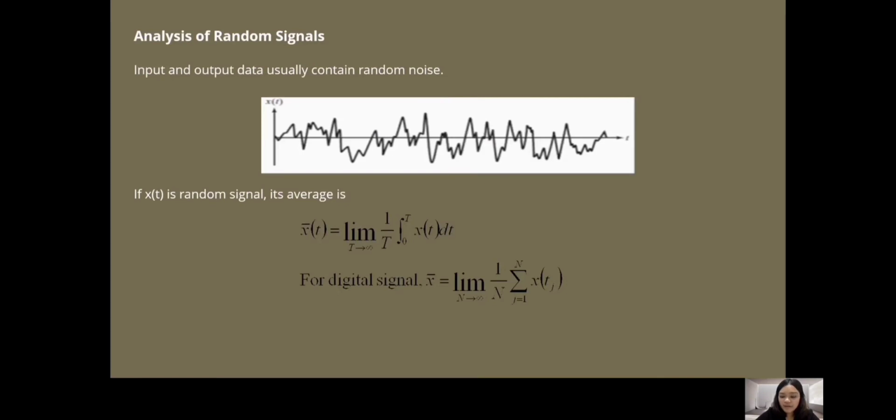So for analysis of random signals, input and output data usually contain random noise, as the graph shown in the illustration below. So for solving these random signals, we have the equation x bar of t is equal to the limit of 1 over T as T approaches infinity, integral of T to 0, x dt. For the digital signal, we have x bar is equal to the limit of 1 over N as N approaches infinity, and the sum from i equals 1 to N of x of t.